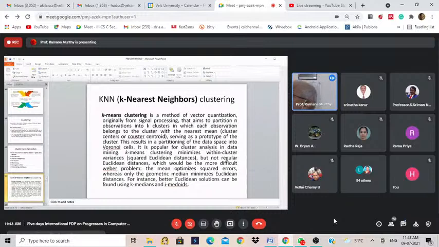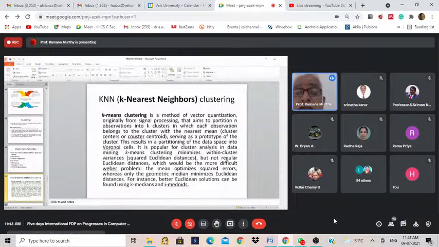I'll just restate what I said. K-means clustering is a method of vector quantization, originating from signal processing, that aims to partition n observations into k clusters in which each observation belongs to the cluster with the nearest mean, and it serves as a prototype for the cluster.